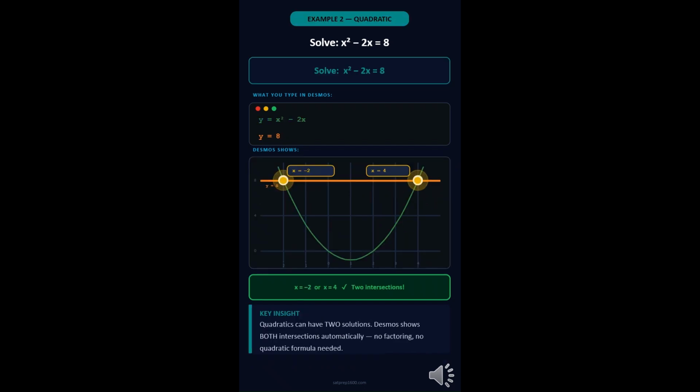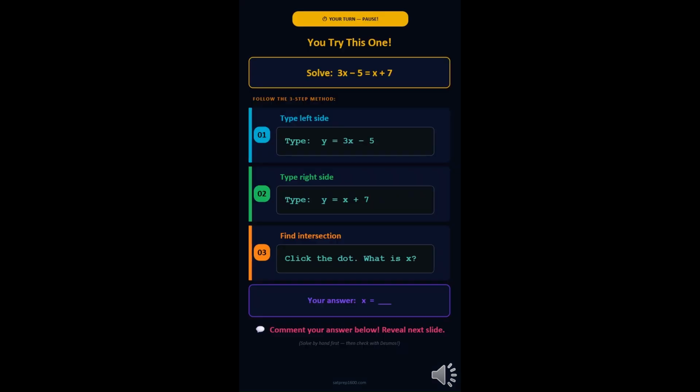Example 2. Quadratic flex. Now this is where it gets crazy. A quadratic. Same trick. Y equals x squared minus 2x. Y equals 8. Look, 2 intersection points. X equals 4. And x equals -2. The thing that used to take half a board of work? Gone.